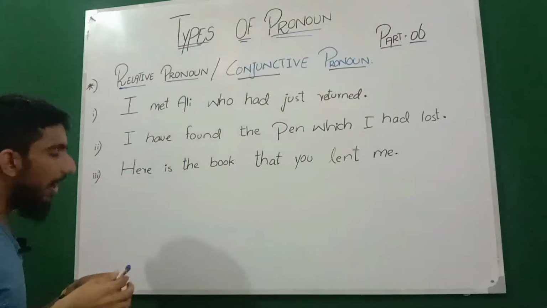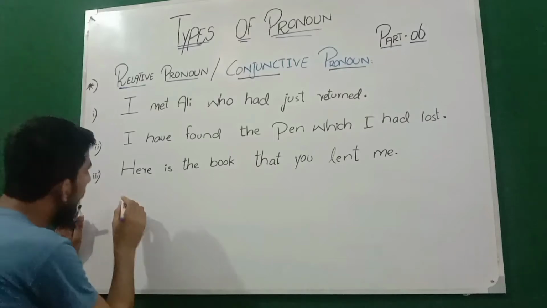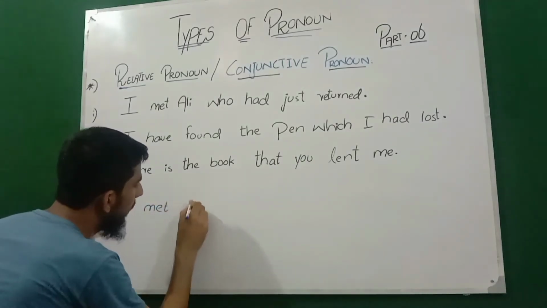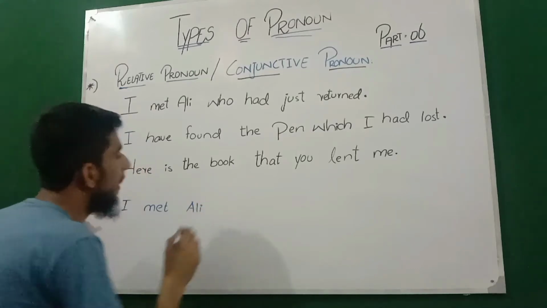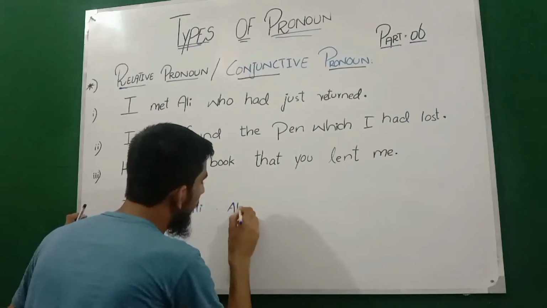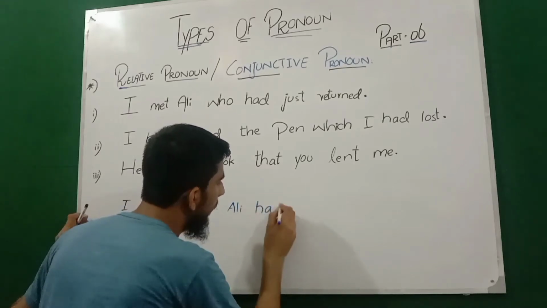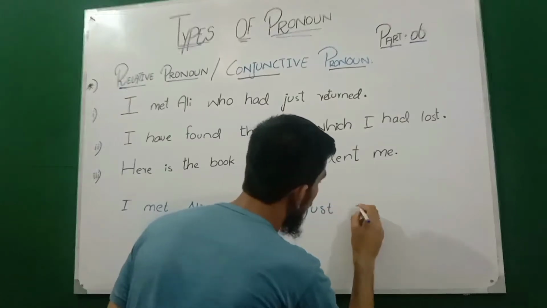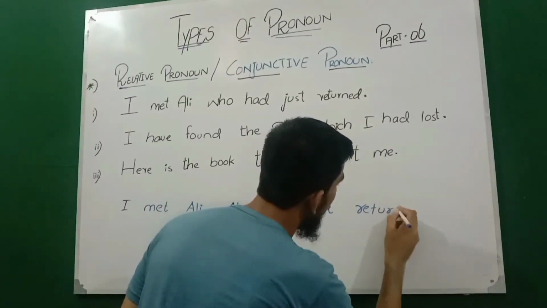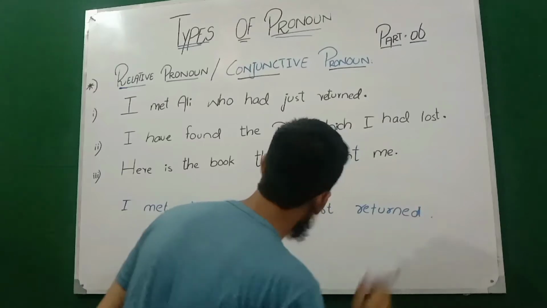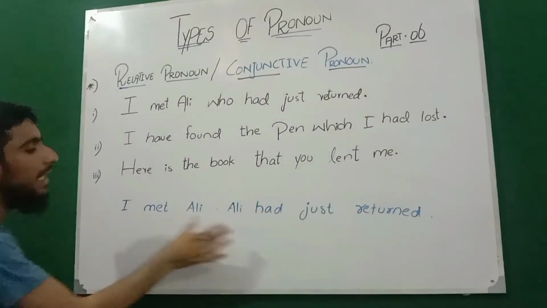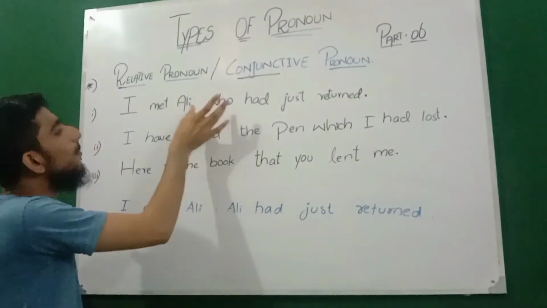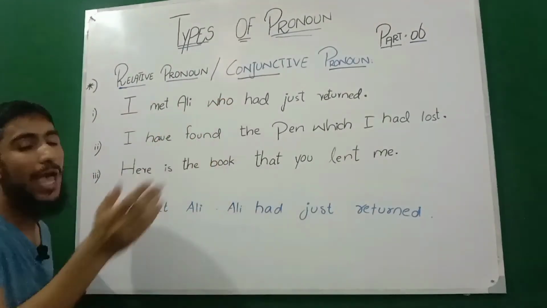I met Ali. Ali had just returned. If I write the example like this, it looks awkward. In order to make it correct, we use a relative pronoun: I met Ali who had just returned.